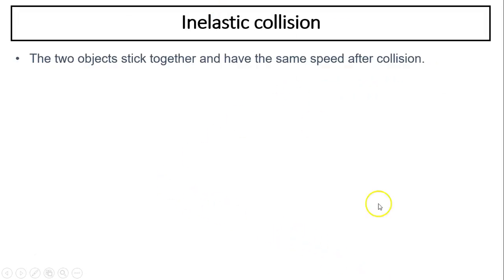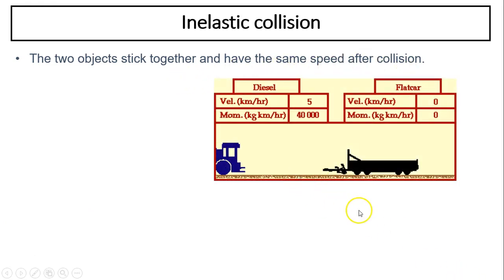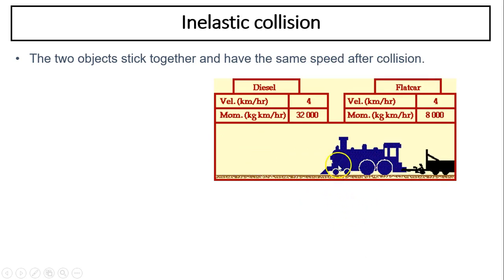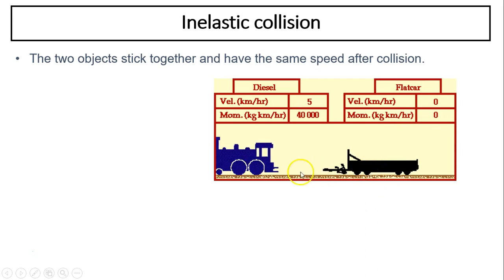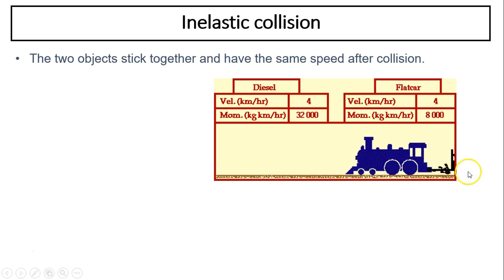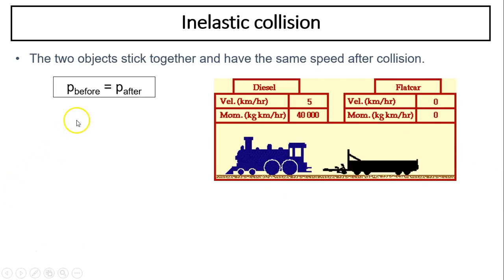Let's talk about inelastic collision. Again, an inelastic collision happens when two objects stick together and have the same speed after the collision. Here is an animation for an inelastic collision. One flat car is at rest. Then a diesel comes and hooks up to the flat car, so both are traveling.